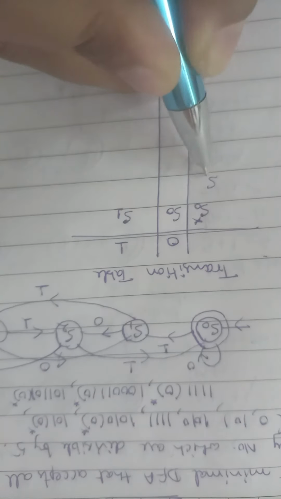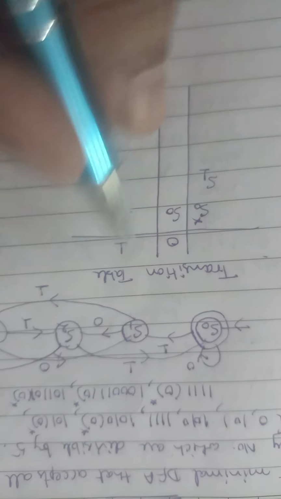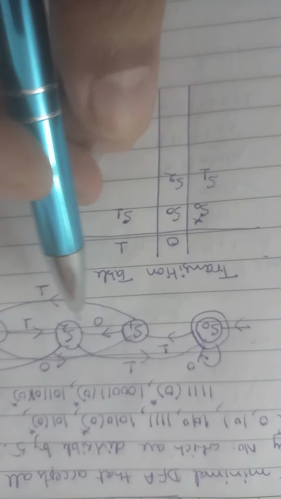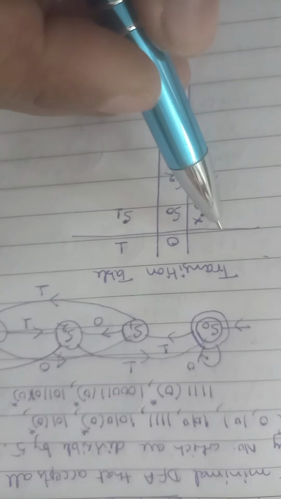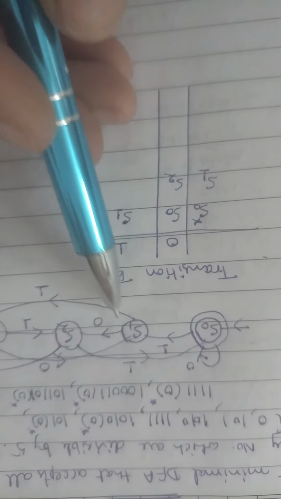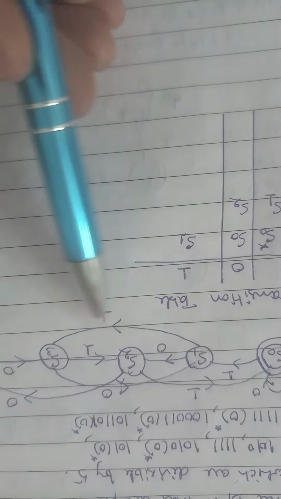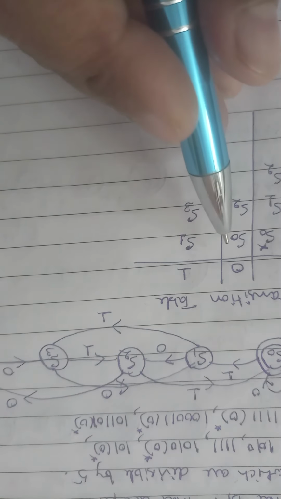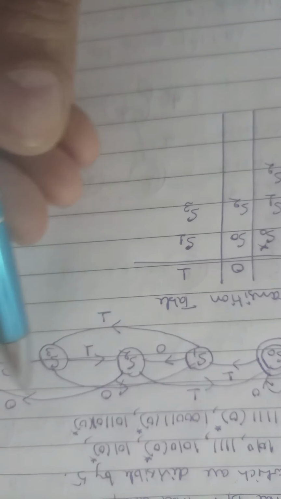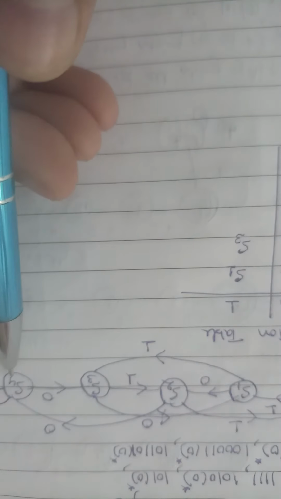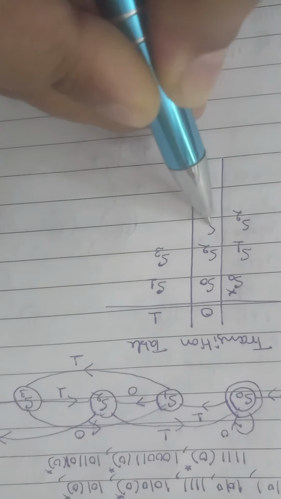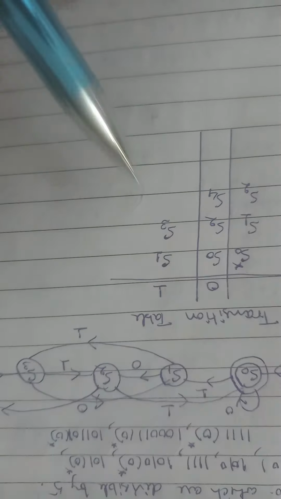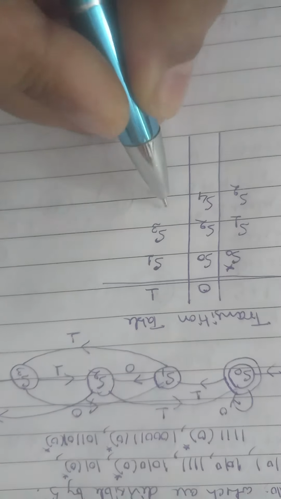Now we write S1 here, and from S1 on 0 we move to S2, and from S1 on 1 we move to S3, so we write S3 here. Now S2 on 0, we move to S4, so we write S4 here, and S2 on 1, we move to S0, so we write S0 here.